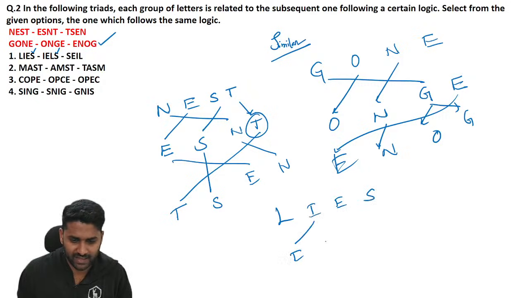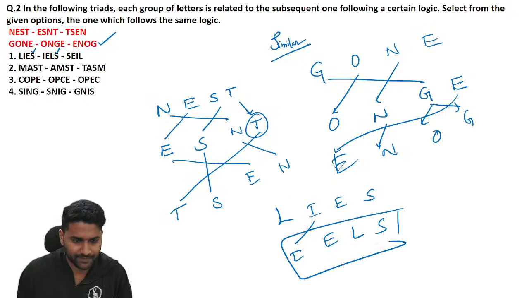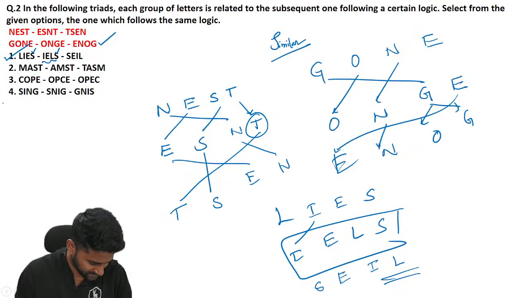So we need I, next letter L. Sorry, the next letter is E. I, E, L, S we require. I, E, L, S. In the same way, here S according to the same pattern. Then we have to take first I, next one is E, next one is I, and the last one is L. So here the best option is 1.